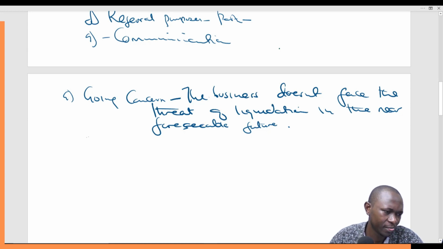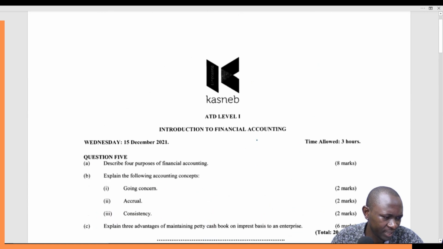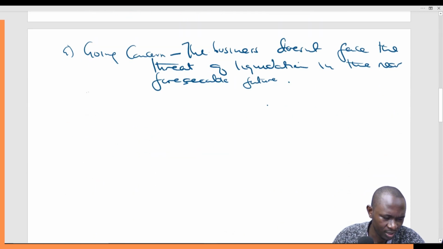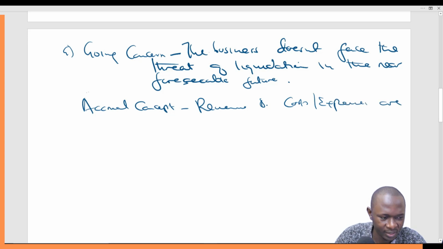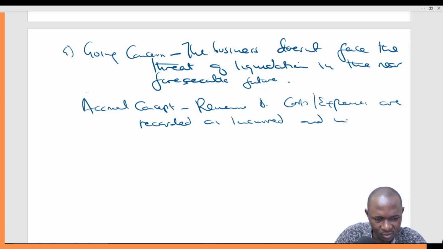Then we have the term accrual. The accrual concept is also a very important accounting concept. And what this means is simply that the revenues and costs or expenses are recorded as incurred and not as paid or received.